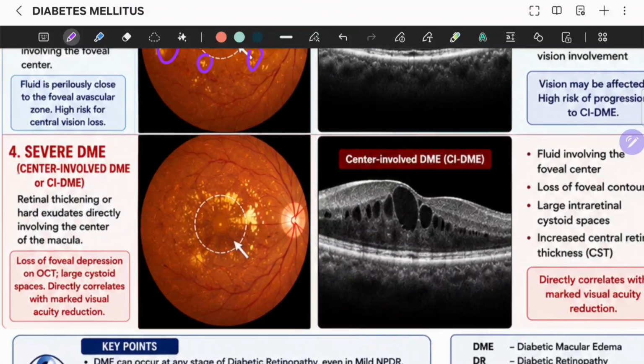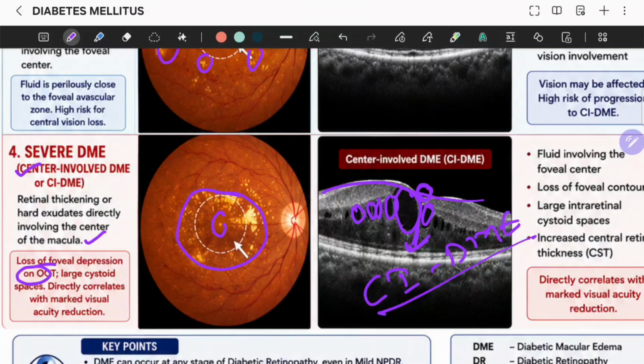Now severe DME, nothing but center involved DME, CIDME: retinal thickening or hard exudate directly involving the center of the macula, loss of foveal depression on OCT, large cystoid spaces, directly correlates with marked visual acuity reduction. So now the macula is encircled by exudates, and in OCT you can see that the concavity of the fovea is lost, and because of the deposition of fluid, this is raised now. So this is CIDME, the severe form of DME.